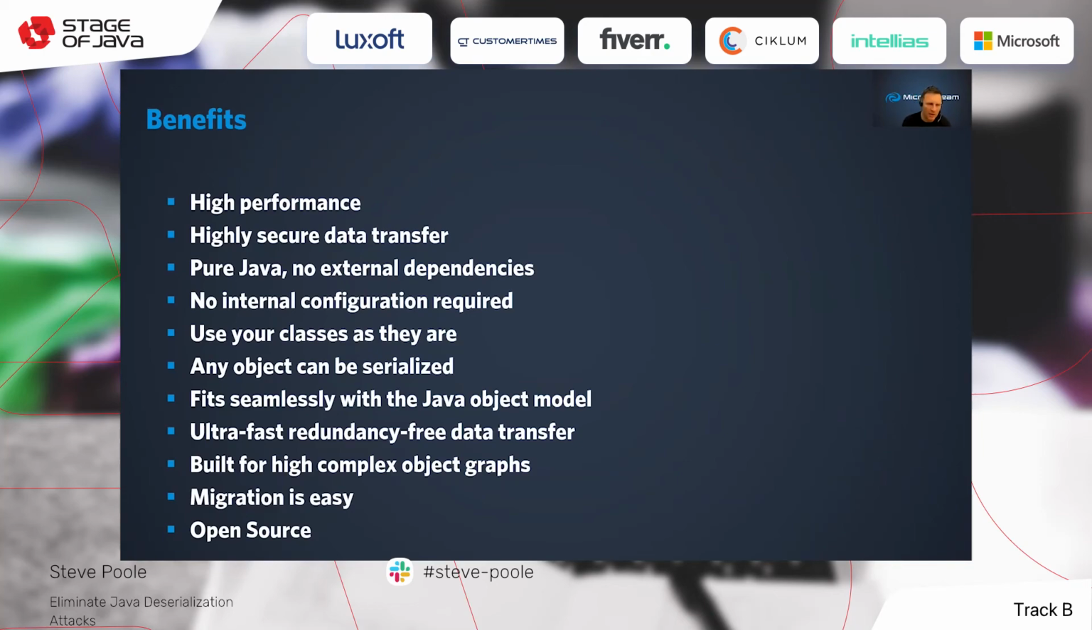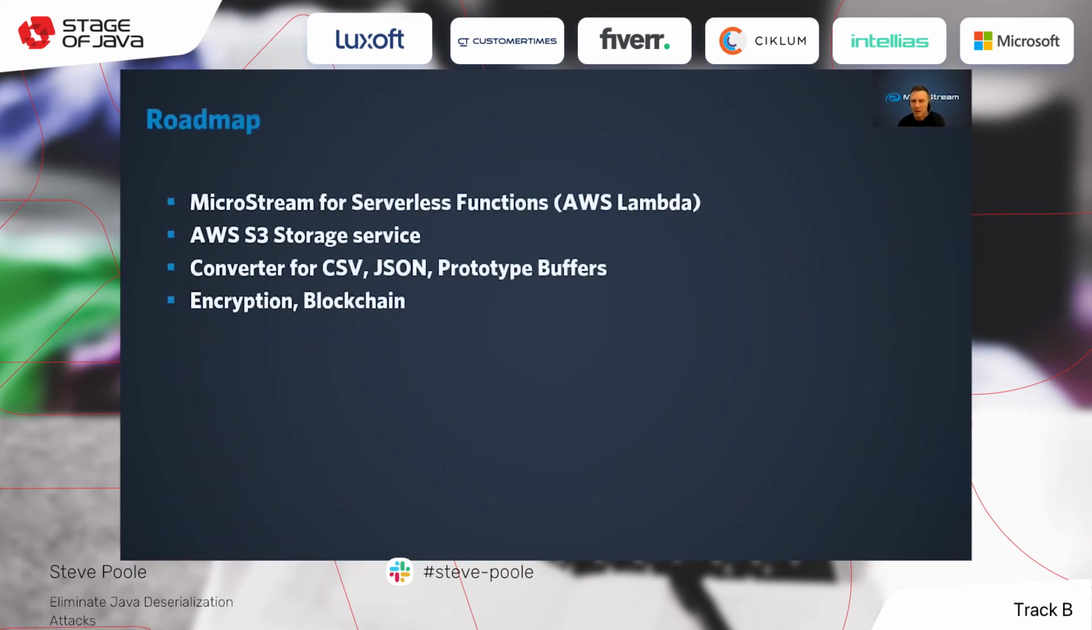Any object can be serialized. It fits seamlessly with the Java object model, and you get an ultra-fast, redundancy-free data transfer. It's built for simple objects. You can serialize simple objects, but also highly complex object graphs. Migration is really simple with MicroStream, and last but not least, it's open source.